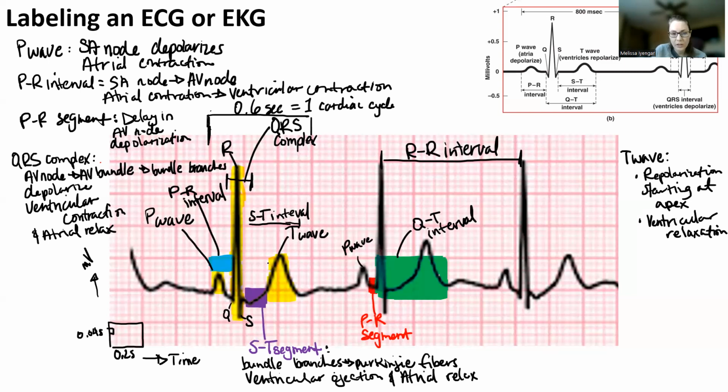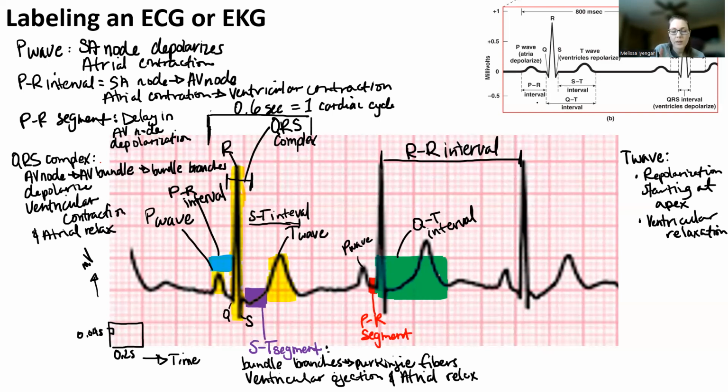So what about the ST interval? The ST interval is basically this strip right here that's telling us ventricular ejection to ventricular relaxation. That's all that's telling us. The Q to T interval is telling us all about what's happening to the ventricles. That's all that's telling us.